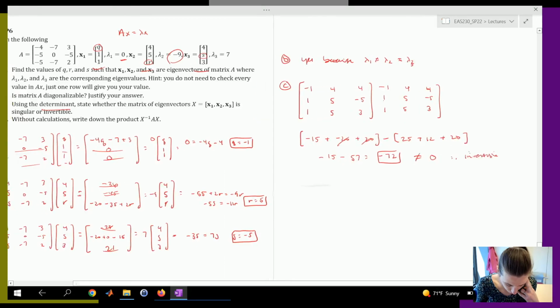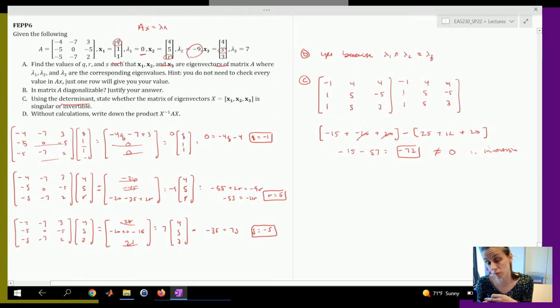Which means it's non-singular, which means your vectors are linearly independent, which is something we already knew because otherwise it wouldn't be diagonalizable, and our eigenvalues are all different.